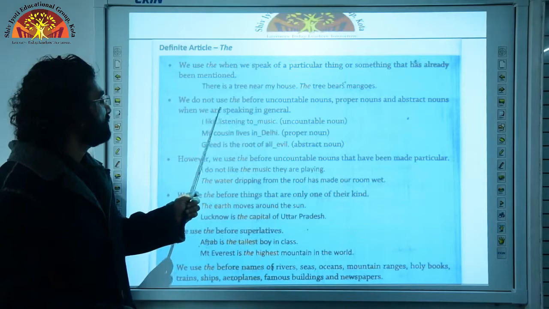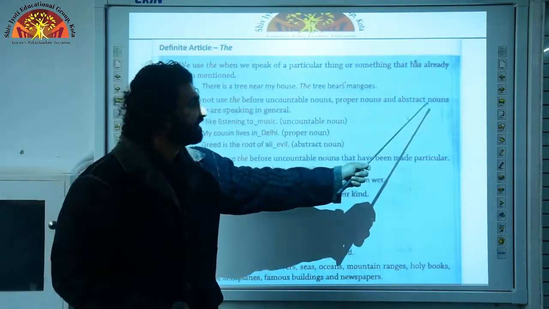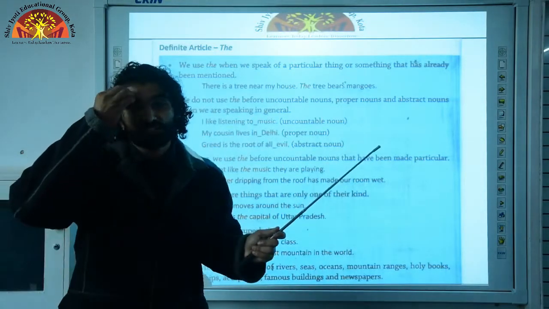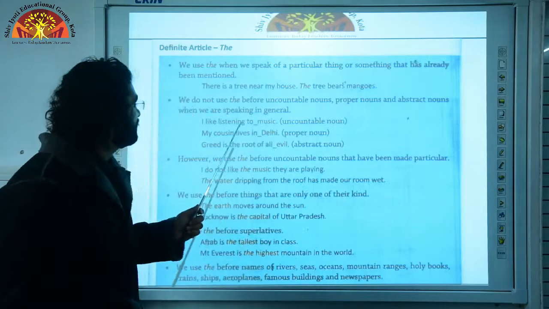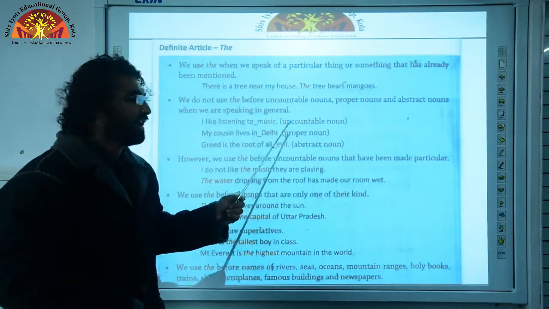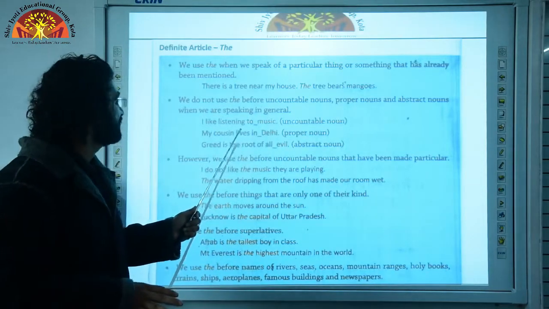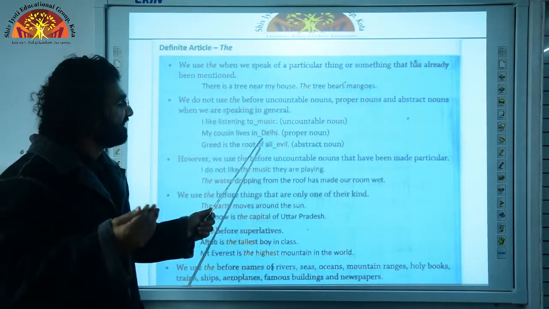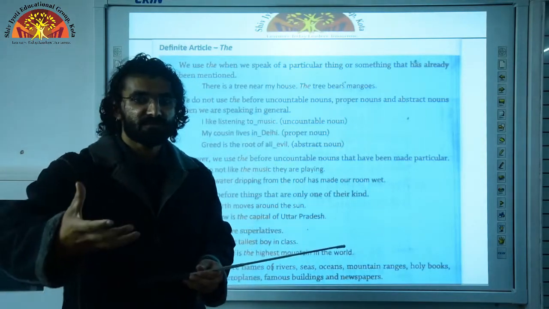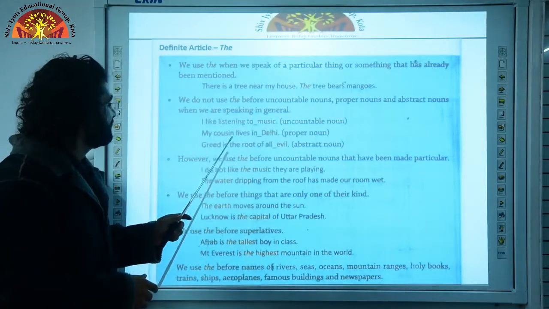Okay, we do not use "the" before uncountable nouns, proper nouns and abstract nouns when we are speaking in general. When we are speaking in general about these three things, we do not use "the". I like listening to music. I like listening to the music will be wrong. I like listening to music. My cousin lives in Delhi. Delhi is a proper noun. Proper nouns, you know, are names. We do not use "the" before names. Okay? My cousin lives in Delhi.